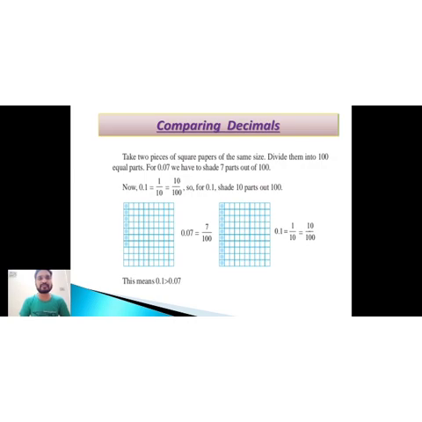Comparing decimals, we simply compare the values. That is, we take a piece of square paper and divide it into 100 parts, and if we are asked about a number, we highlight that number in the square parts, and simply write the value upon 100. Suppose the colored boxes are 7, so we write 7 upon 100. The answer is 0.07.